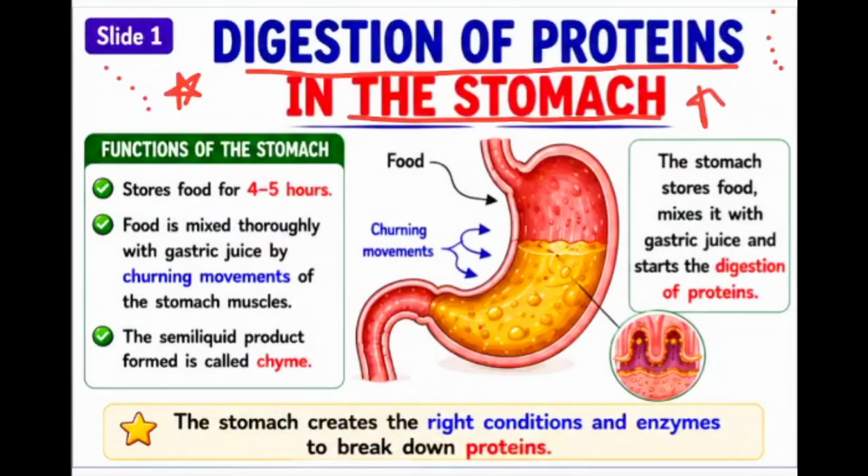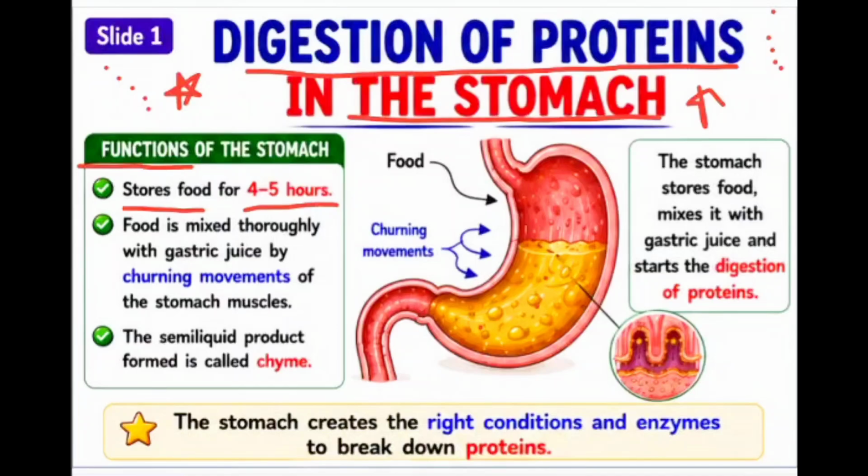So, let's begin. First, let us discuss the functions of the stomach. Many students think that digestion starts and ends in the stomach, but actually, the stomach performs several important tasks. The first function of stomach is to store food. After a meal, the stomach can store food for approximately 4 to 5 hours. This is temporary storage which allows digestion to occur gradually and efficiently.